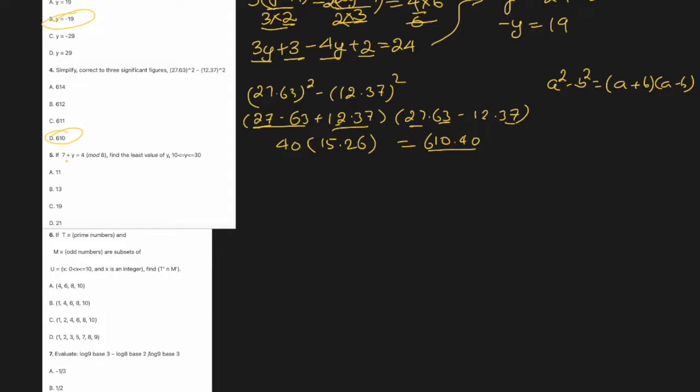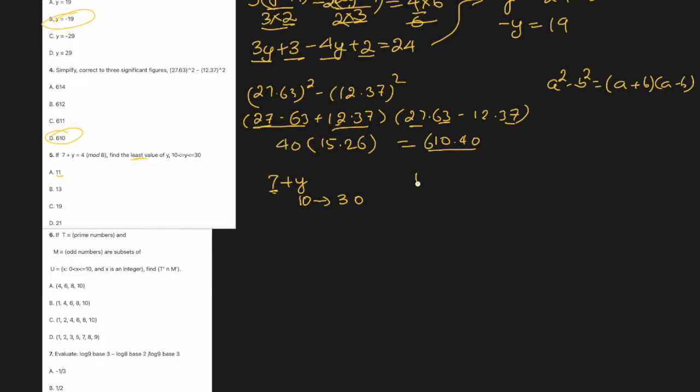Number 5. If 7 plus y is 4 mod 8, find the least value of y where y is between 10 and 30. So 7 is already there, and y more, it is between 10 to 30, and we want the least value. So we can do guesswork here. Our options are 11, 13, 19. They are in increasing order, so let's take 11 first.